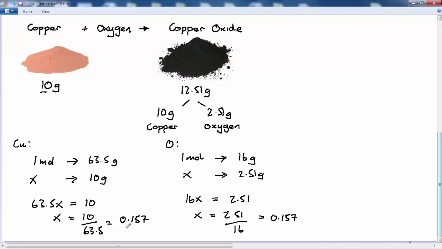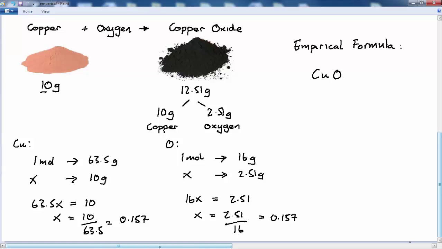So we can say that the number of moles of copper present in this powder is exactly the same as the number of moles of oxygen present in the powder. So we can say that the empirical formula, which is always the simplest ratio of the atoms present in the substance, is Cu1, that's one atom of copper, to one atom of oxygen. In other words, it's CuO.